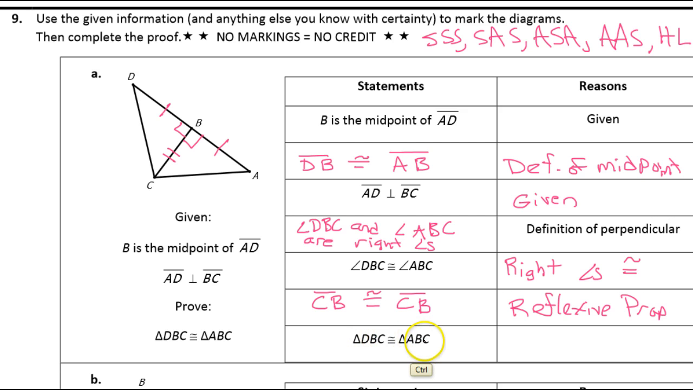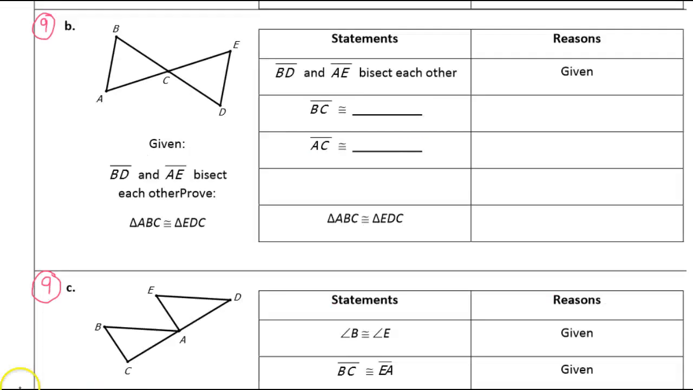Now it looks like we're ready to say that the two triangles are congruent. Which one of these 5 things is it? Well, it looks like I have 2 sides and the angle that's in between. So that's going to be side, angle, side. Two sides and the angle in between is side, angle, side.